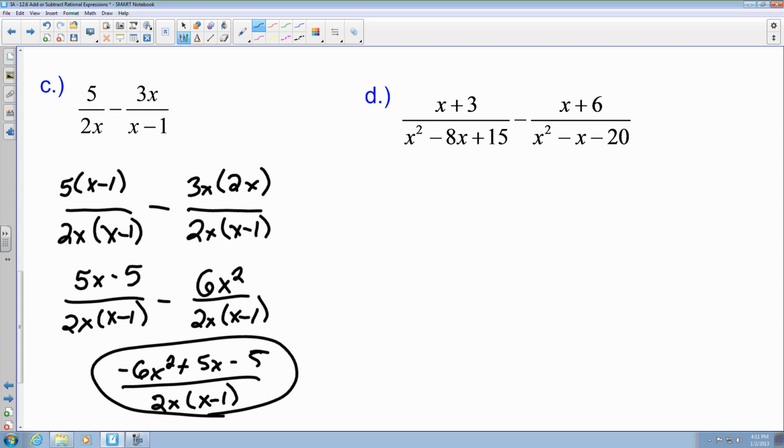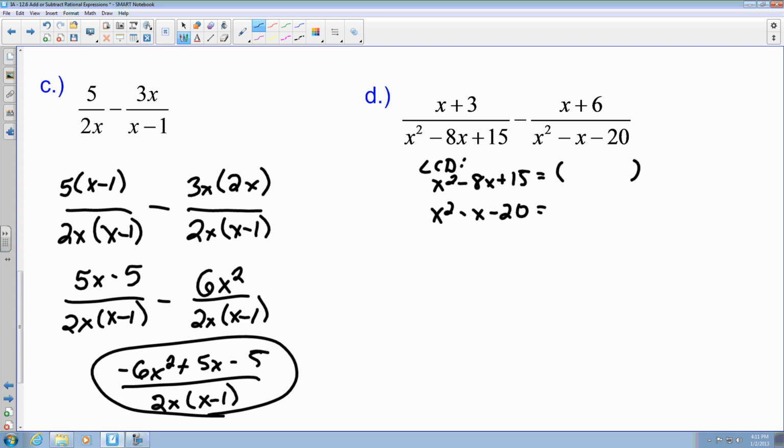Last example. First off, I'm going to try to find the least common denominator, just paying attention to the denominators in both fractions. So x squared minus 8x plus 15, and then I got x squared minus x minus 20. This can be reverse FOILed for both of them.